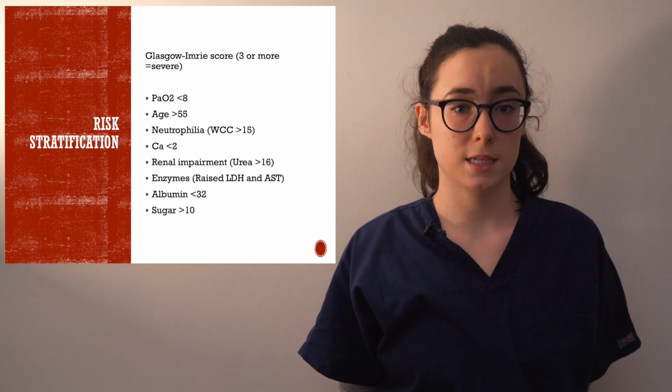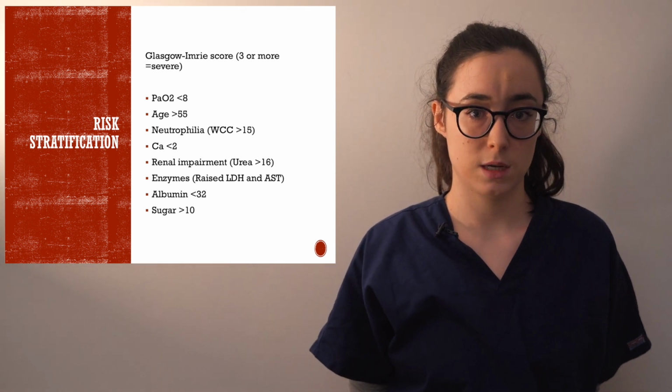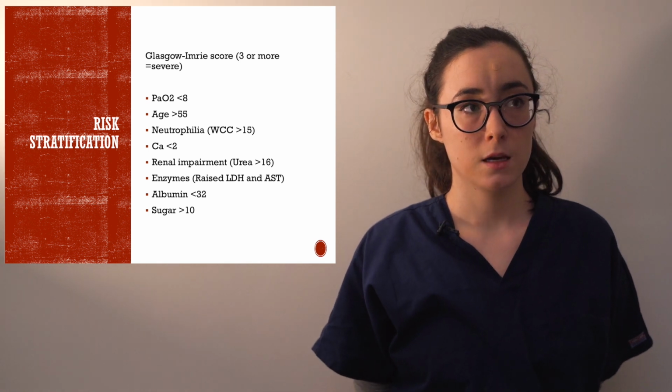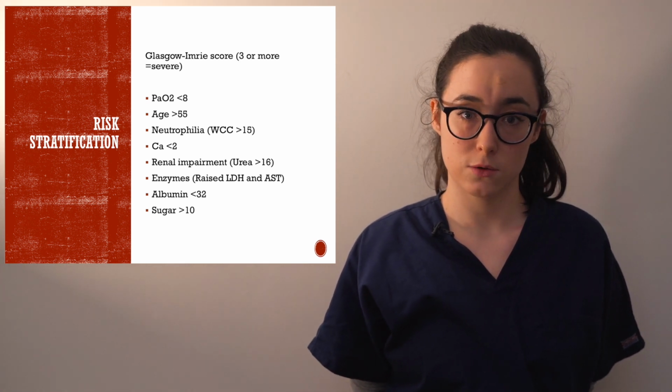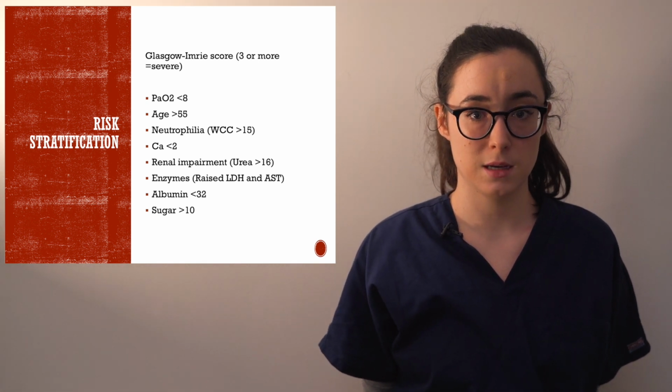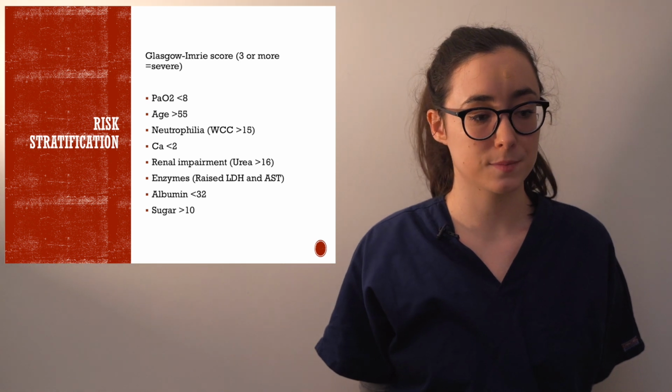So how do we risk stratify pancreatitis? We separate cases into mild and severe. And to do this, we use the Glasgow IMRIE score. A score of 3 or more indicates severe pancreatitis and needs more senior involvement.